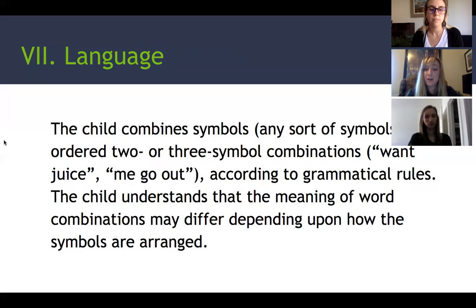And then also longer phrases. So, let's go out, or I want to eat. Those longer, multiple symbol and word phrases.